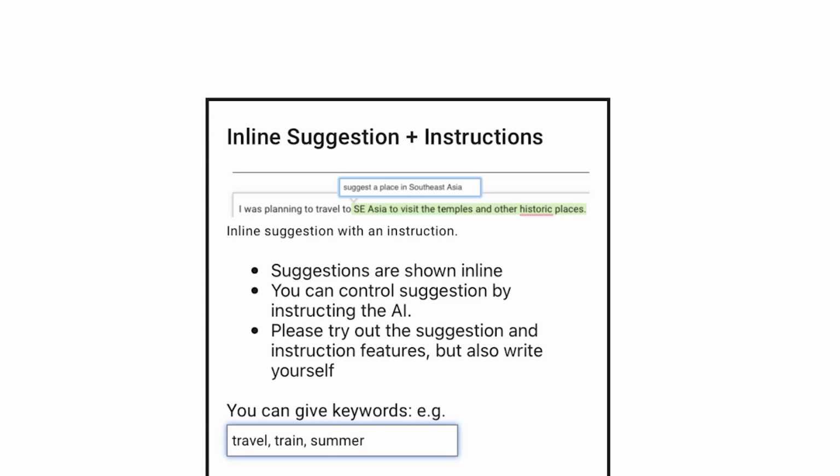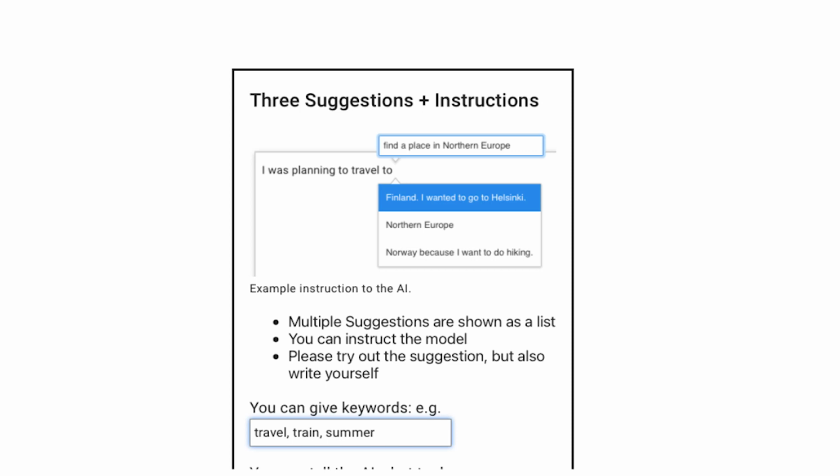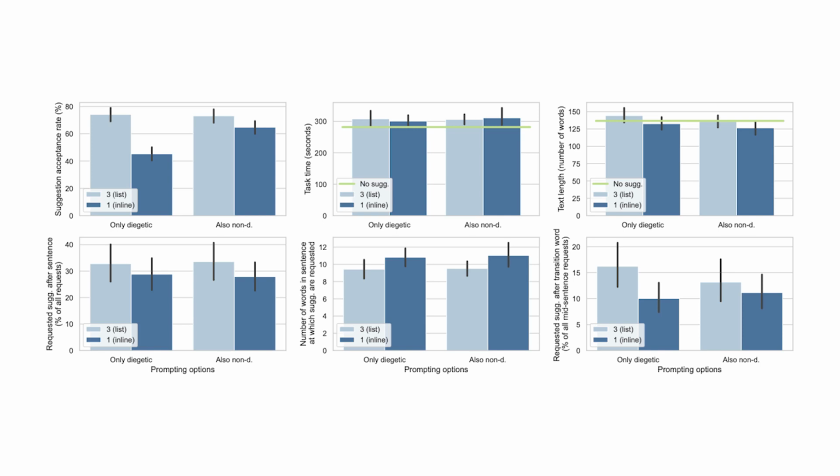one where the suggestion was given inline and the user had the option to give non-diegetic prompts, and one where multiple suggestions were shown in a list and the users again were offered the option to provide non-diegetic prompts. Except for the condition where there were no suggestions, users could always use diegetic prompting. We measured various aspects during the writing process, including the suggestion trigger position, the text length, the task completion time, the acceptance rate, and so on. For a detailed overview and analysis, please refer to our paper.